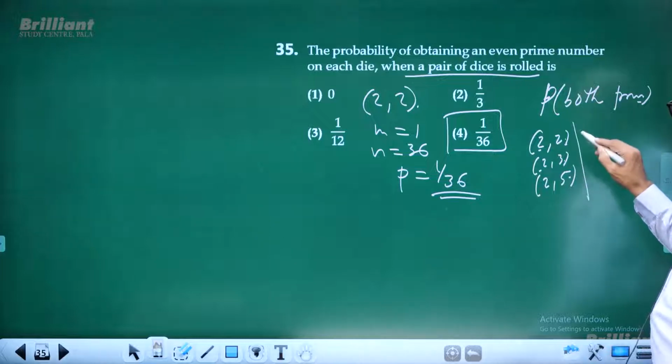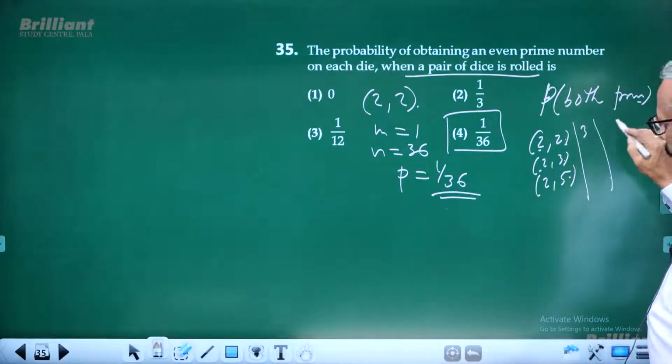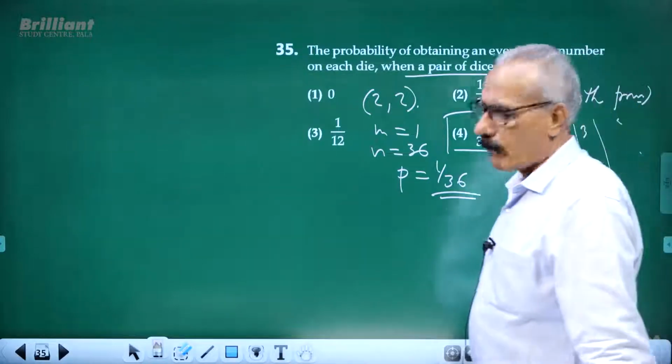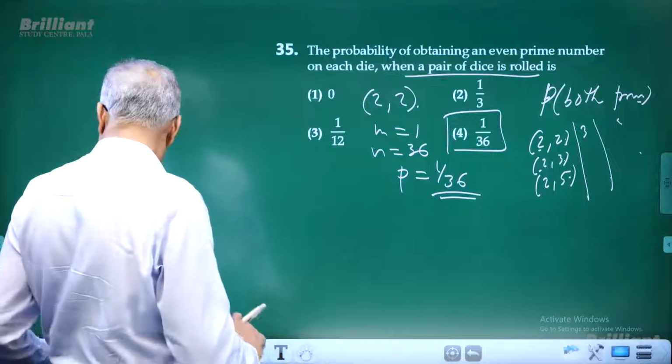Now next will become 3, 3 also, with this, all the 3. 4, nothing. 5, yes, there. So that way both prime also you can calculate. Well, we move on to the next.